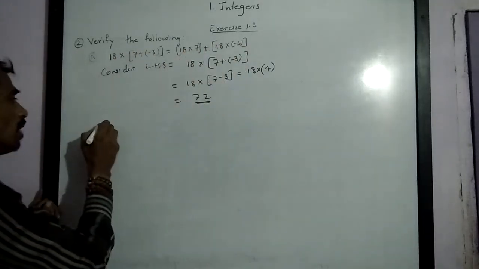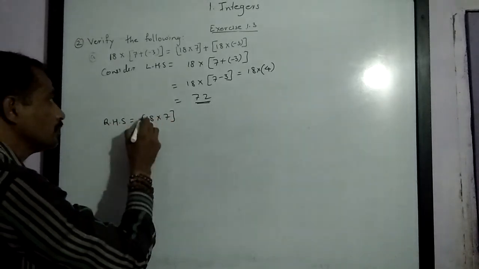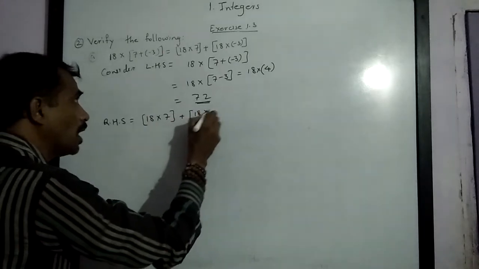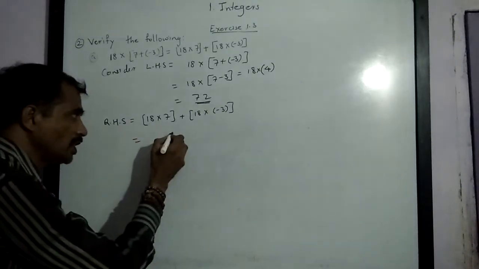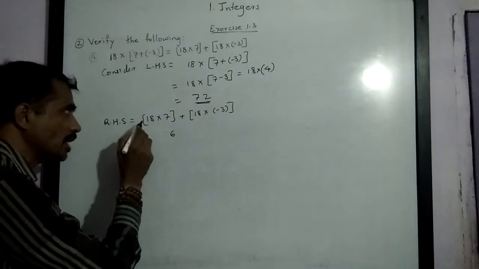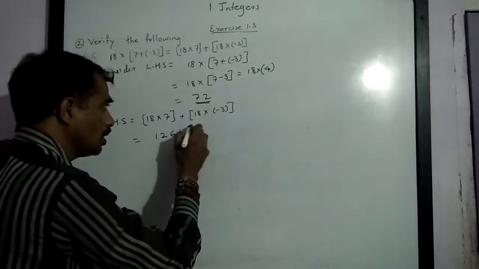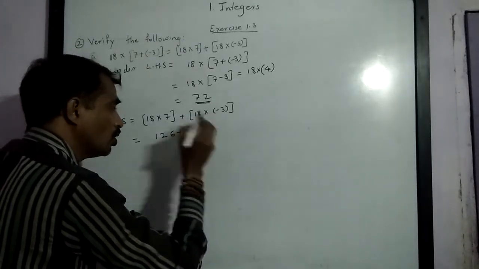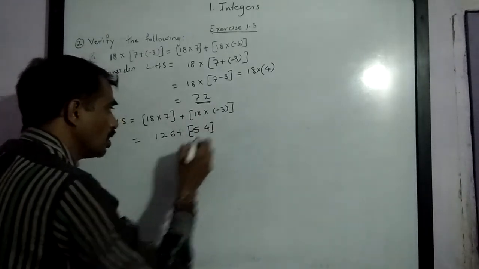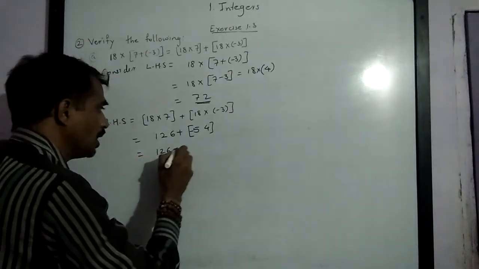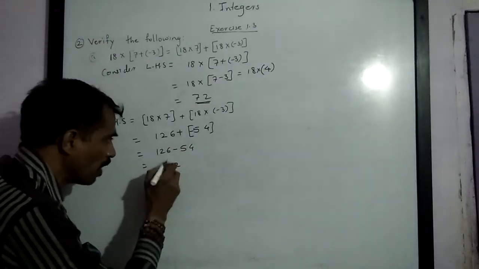Let us check what is the answer of the right hand side. So RHS is equal to 18 multiplied by 7 plus 18 multiplied by negative 3. So this is equal to 7 8s are 56, 5 carries, 7 1s are 7, plus 5 is 126, plus 18 3s are, or 3 8s are 24, 2 carries, 3 1s are 3, plus 2 is 5, minus into plus is minus. So this is equal to 126 minus 54. So 6 minus 4 is 2 and 12 minus 5 is 7.